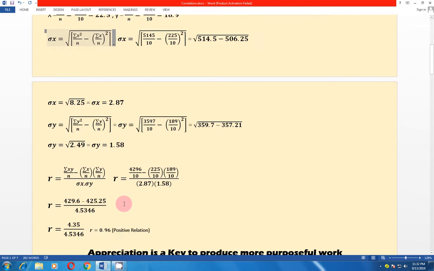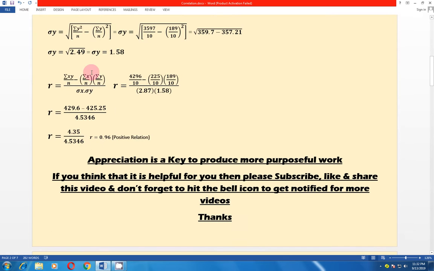Now we are going to put the values in the formula of correlation coefficient. Sum of xy is 4296 and n is 10. So 4296 divided by 10 minus mean of x and mean of y. We already calculated above. So just simply multiply these two means and subtract from the 429.6, and divide by product of standard deviation of x and standard deviation of y, which is equal to 4.5346. So after simplifying, the answer is 0.96.